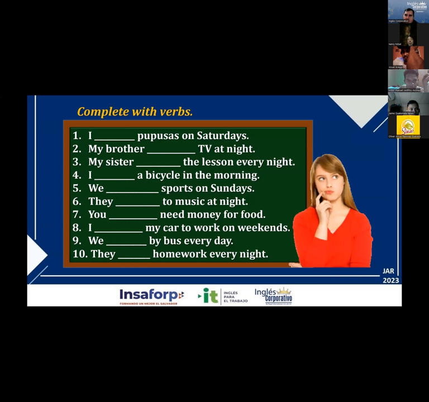Next slide. Here, supply the verb. I eat, I buy, I make pupusas. I eat pupusas on Saturdays. My brother watches TV at night. Excellent.